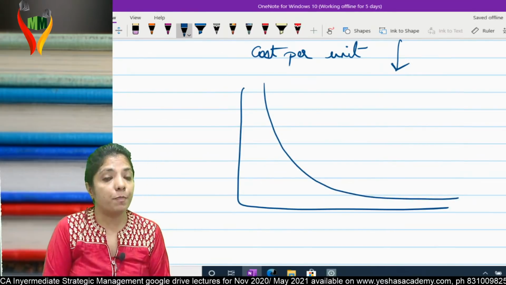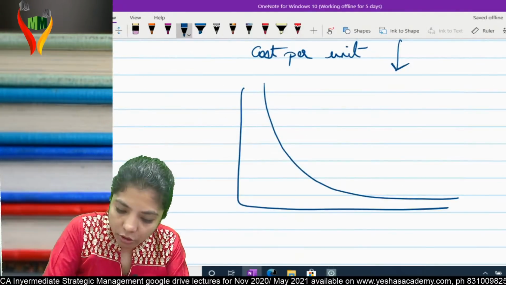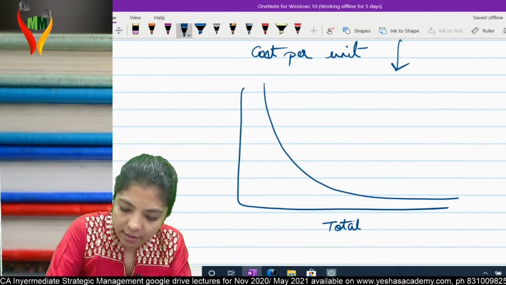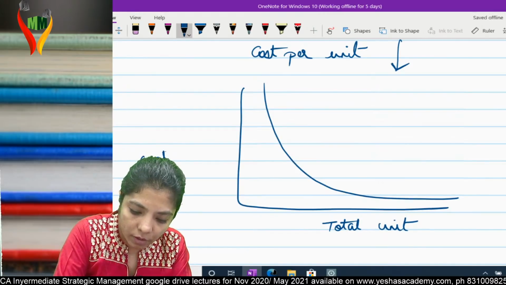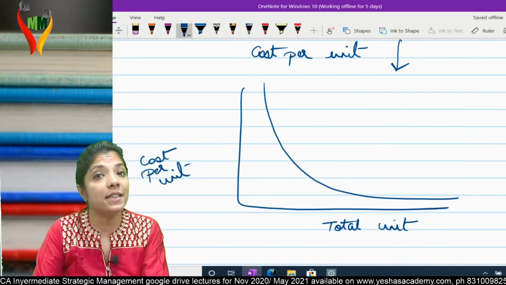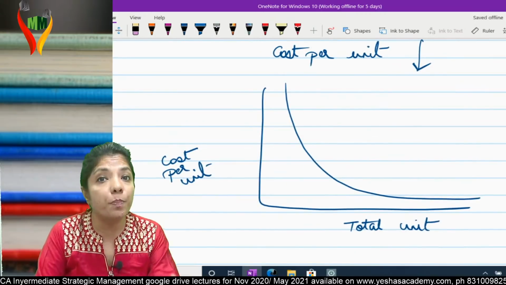This is my diagram of the experience curve. What is on the x-axis? Total units. What is on the y-axis? Cost per unit. On x you have total units, on y you have cost per unit.